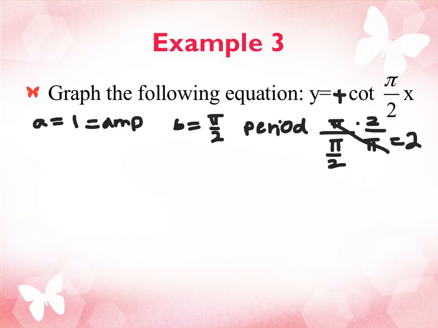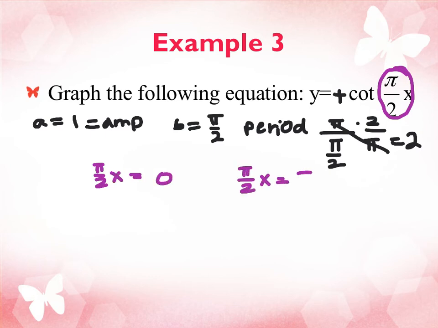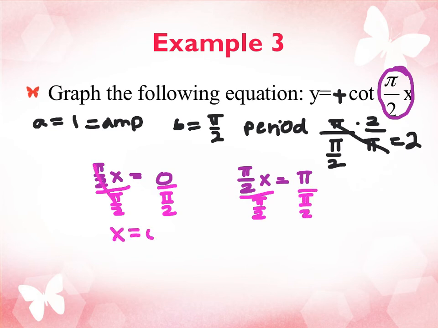With me so far? Whatever follows that cotangent, whatever's attached to it here, is your bx minus c. There's no c, but there is a b. So I set pi over 2x equal to 0 and pi over 2x equal to pi. So cotangent is 0 and pi. Divide both sides by pi over 2. 0 divided by anything is 0. Divide by pi over 2 is the same thing as multiplying by 2 over pi, and I get x equals 2. Those are your middle two asymptotes.